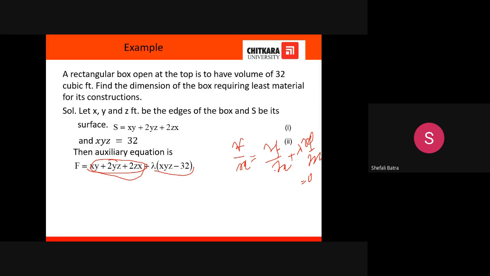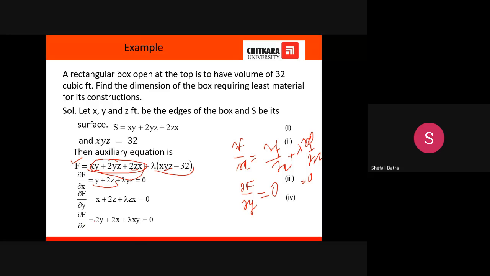Taking differentiation with respect to x, it would be y plus 2z, right? So y plus 2z plus lambda yz is equal to 0. Second condition, curly capital F with respect to y is equal to 0. Differentiating with respect to y, it would be x plus 2z plus lambda xz is equal to 0. Similarly, curly f by curly z is 2y plus 2z plus lambda xy is equal to 0.